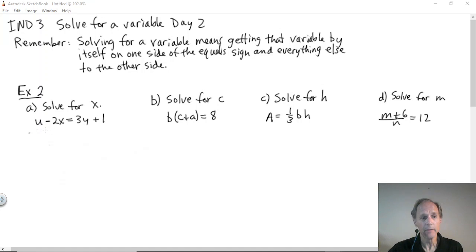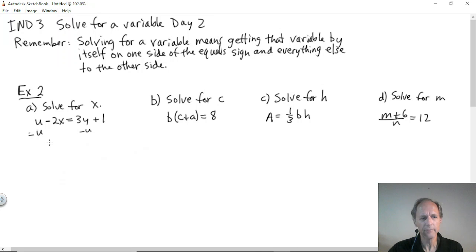Okay, so we have u minus 2x. We want to get x by itself. Think of the 2 as being wrapped a little tighter, closer to that x, harder to get rid of. We'll peel everything off one layer at a time, we might say, and the u is easier to get rid of. So we'll subtract u from both sides.